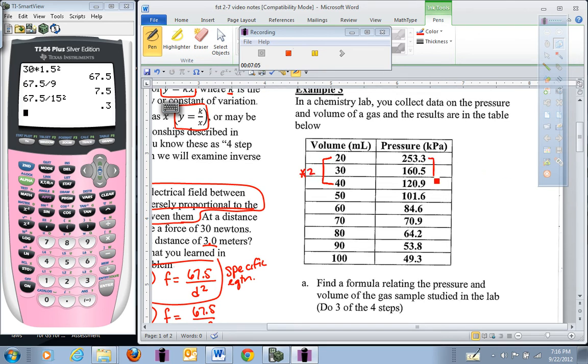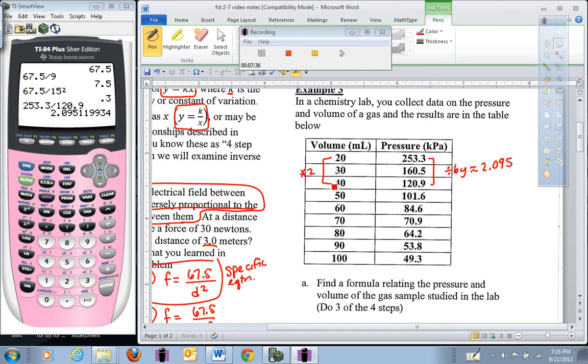And so over here you would look at the relationship between these. So you'd have 253.3 divided by 120.9, the small one, 120.9. Okay, and we see that this relationship, from here to here, would be that you would divide by about 2.095. Now, if you wanted to pick another relationship to look at, we could do that too.